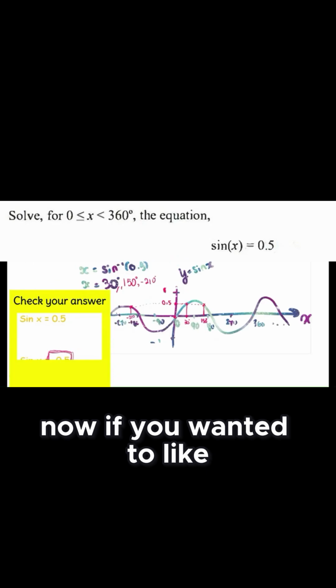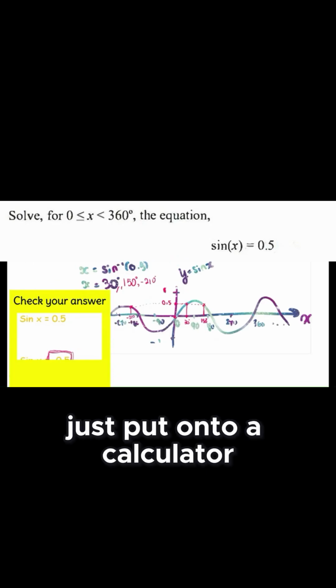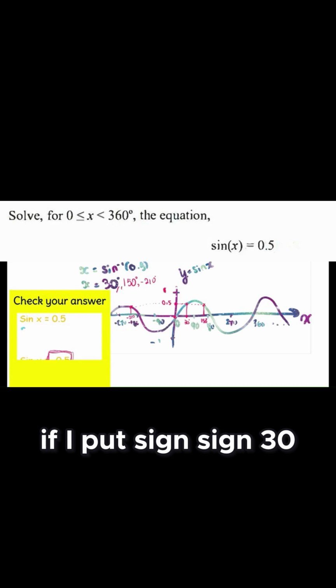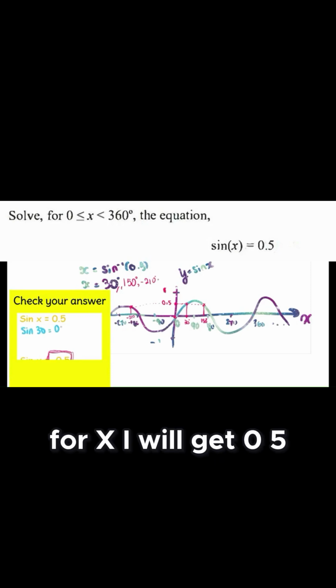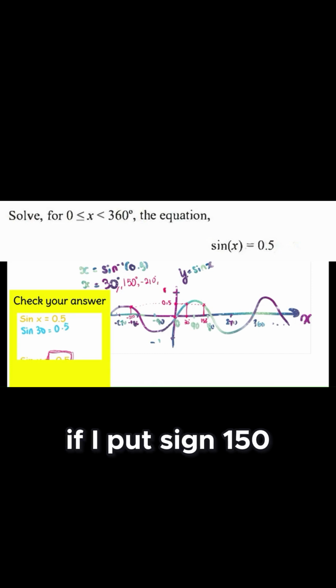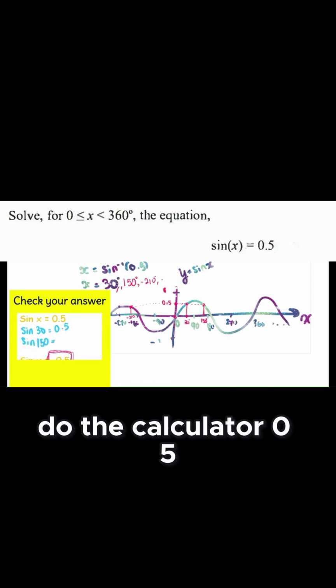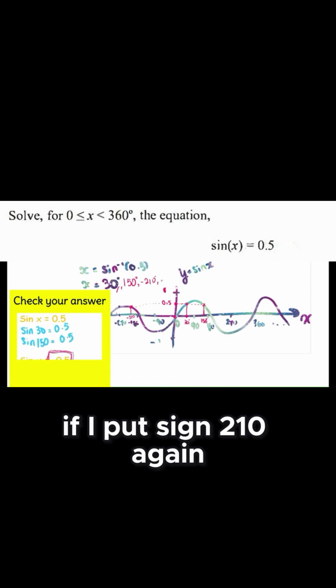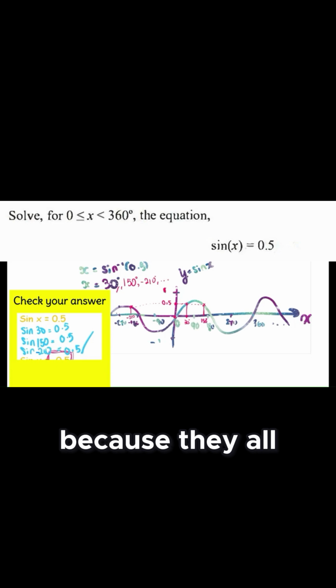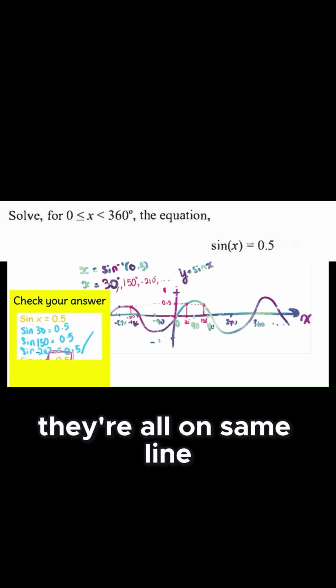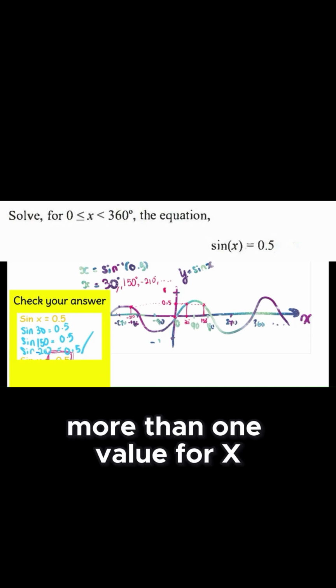Now, if you wanted to double check, you can literally just put it onto a calculator. If I put sine 30, which is one of my values for x, I will get 0.5. If I put sine 150, I will get 0.5. If I put sine 210, again on my calculator, you will get 0.5. Because they're all exactly the same, they're all on the same line. Do you see why you've got more than one value for x?